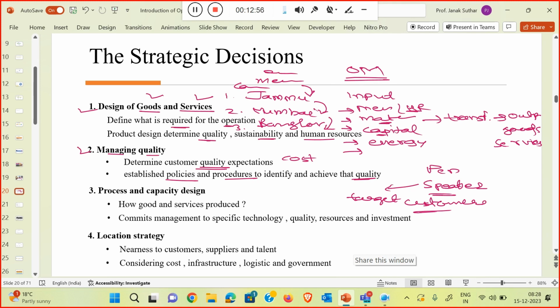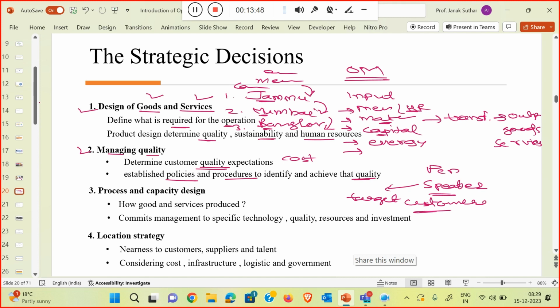In the second step, you will identify the customer's quality expectation. Suppose in Jammu you open this shop in a village: the quality expectation will be different. If you open one shop in Mumbai city, the quality expectation is different. If you focus on Bangalore, again the quality expectation is different. In a village they are not bothered about quality, they are bothered about cost. Here in the main city, quality also matters, and in Bangalore quality matters. So you need to define these two steps.